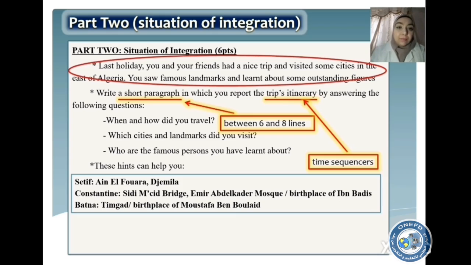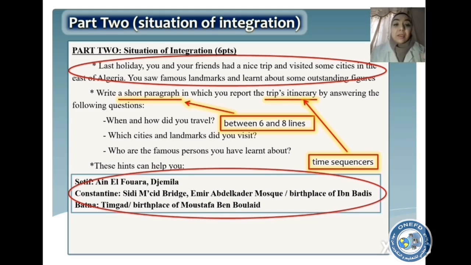So this you can use the context to start your situation, to start your paragraph. It's very important. And you can use the hints, you can use the support to write your paragraph. Yes, use them, they are of great help.